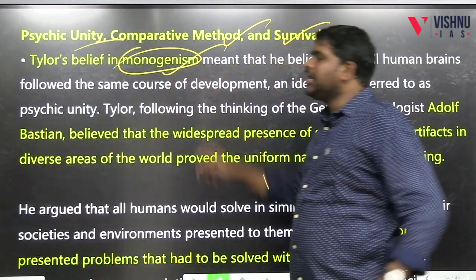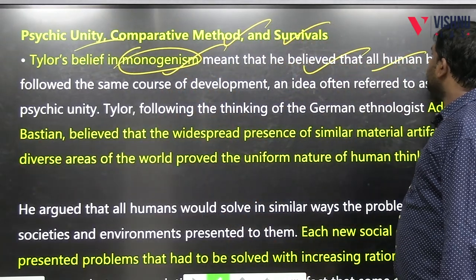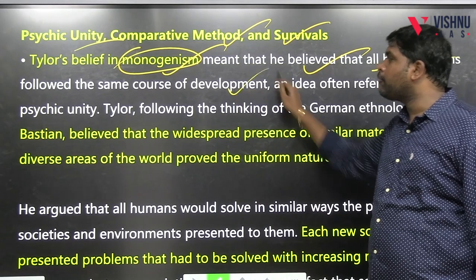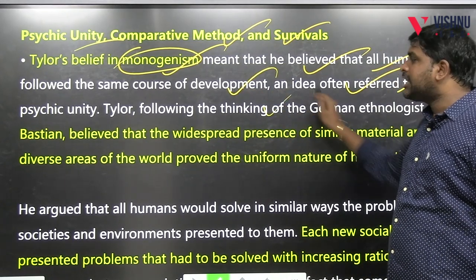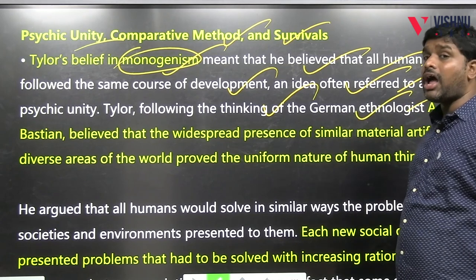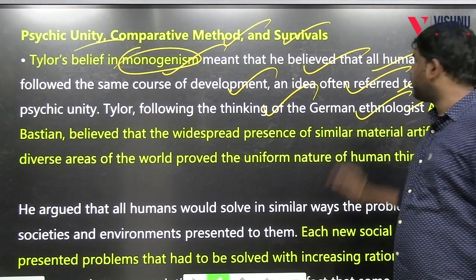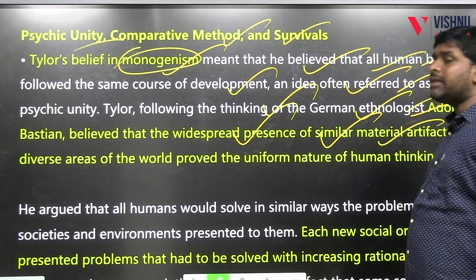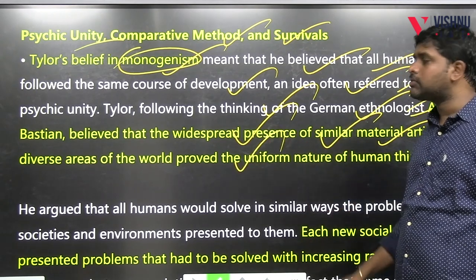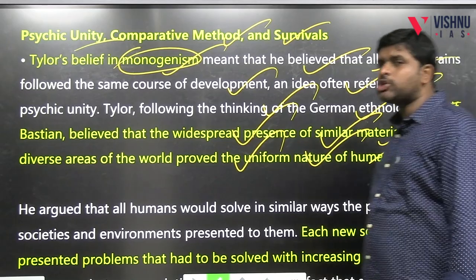Monogenism. Taylor's belief in monogenism meant that he believed that all human brains followed the same course of development, an idea often referred to as psychic unity. Taylor, following the thinking of German ethnologist Adolf Bastian, believed that the widespread presence of similar material artifacts in diverse areas of the world proved the uniform nature of human thinking.